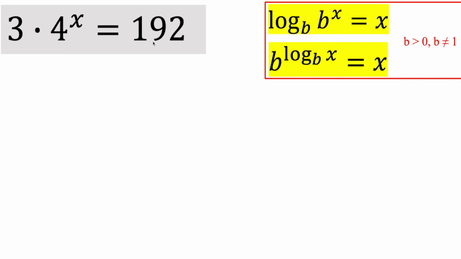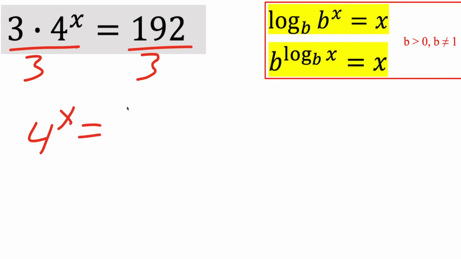This is our first problem, and our first step is still very much the same. We're going to divide by 3, divide by 3. We want to get the exponent piece by itself, so we're going to get 4 raised to x is equal to... Now, if you can use a calculator, feel free. If not, we can do old-fashioned division, not a problem.